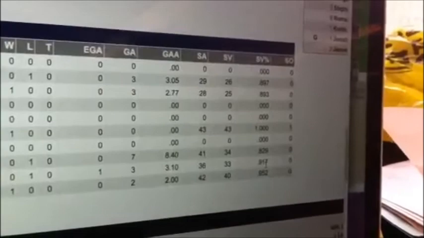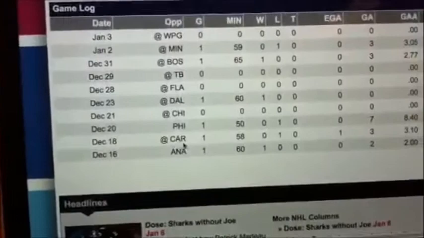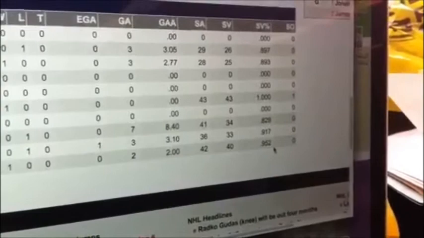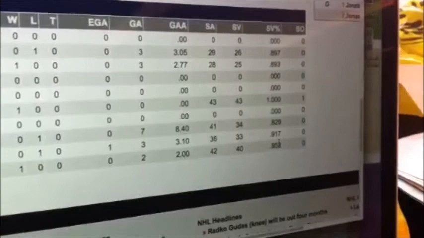Now, finally, we have the Carolina game compared to the Anaheim game. Against Anaheim, he had a 952 save percentage. If you subtract 917 from 952, you get 35%. So his save percentage went up by 35%.